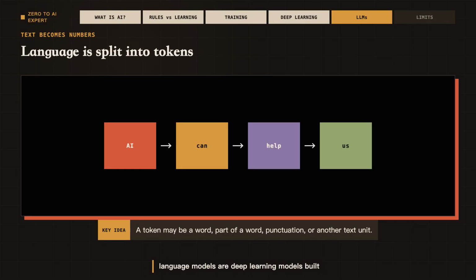Large language models are deep learning models built to work with language. Many modern generative LLMs use a transformer architecture and an autoregressive training objective. Start with the input. The model does not receive a sentence as a human idea. A tokenizer divides text into tokens. A token may be a whole word, part of a word, punctuation, or another text unit. Each token is represented by numbers that the model can process.